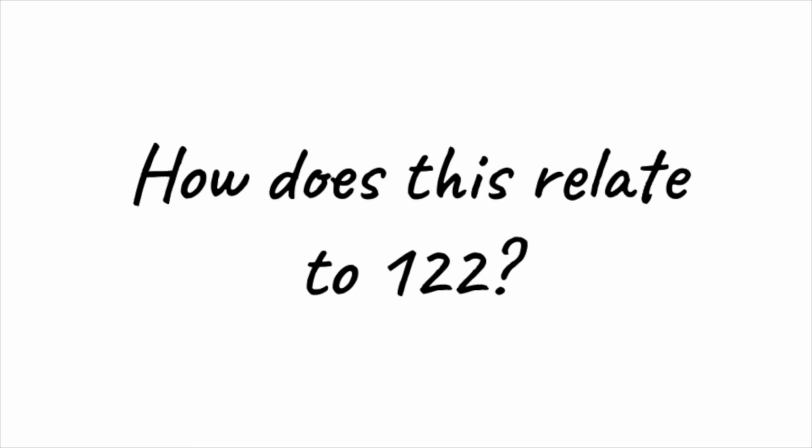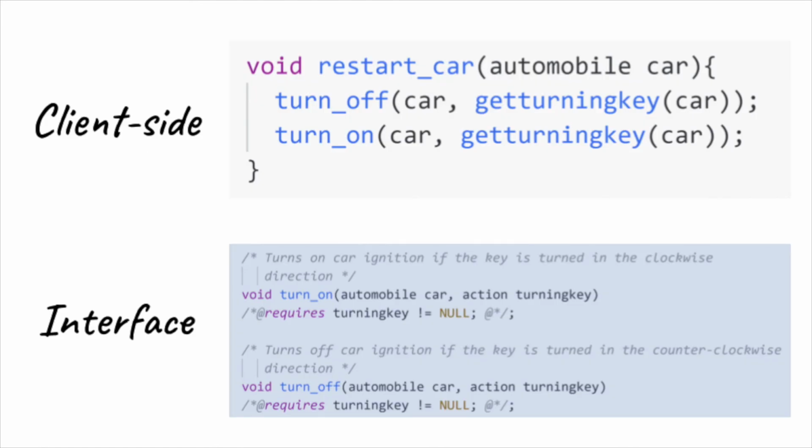So, how does driving relate to 122? Hopefully, you now have a better idea of how libraries work, and what not to do when using them. Here are some final things to keep in mind. In 122, you'll be asked to write code from both the client and library perspectives. On the client side, just be sure to respect the interface. This is true even if you know the implementation.